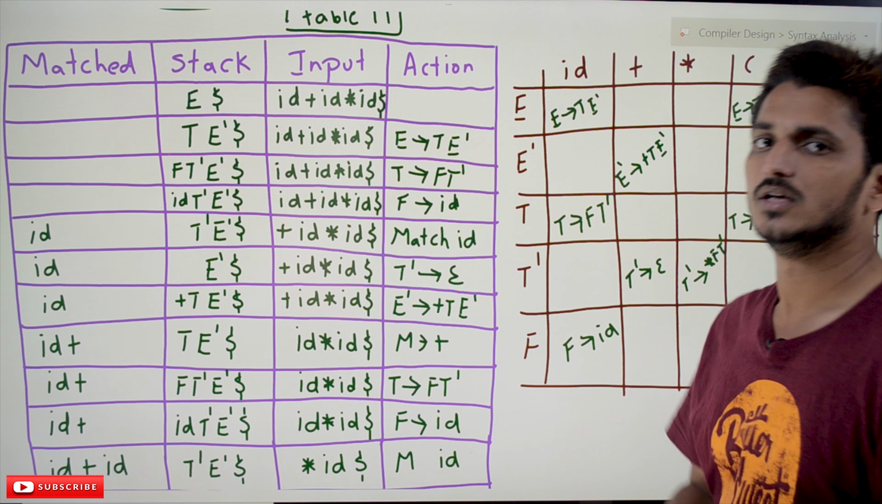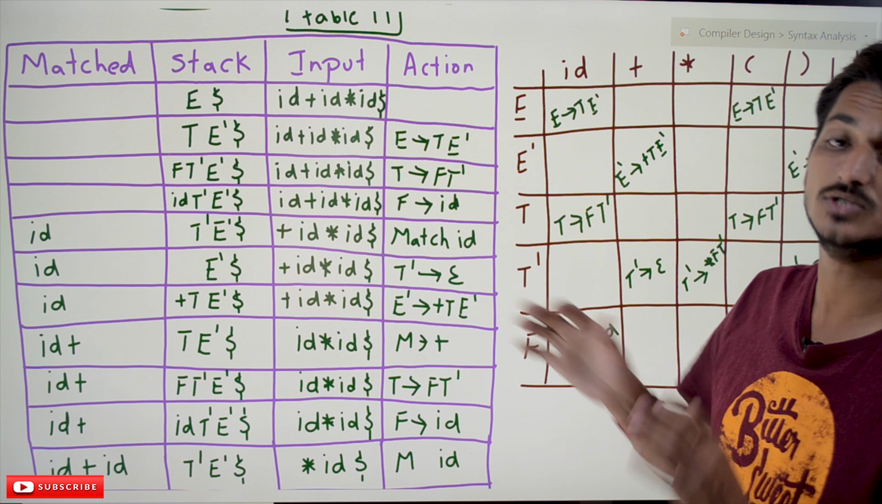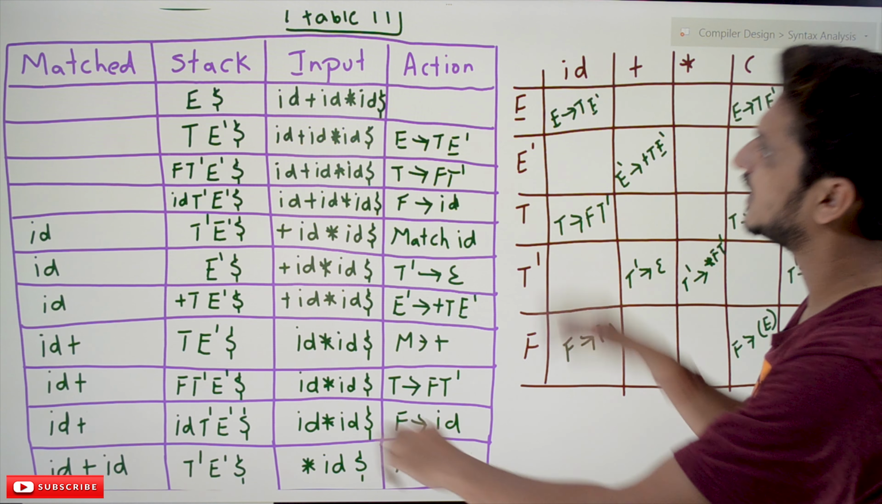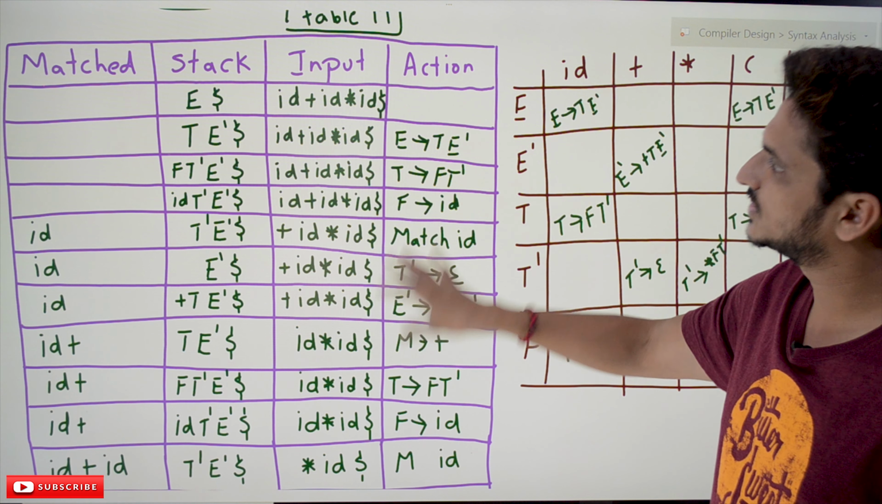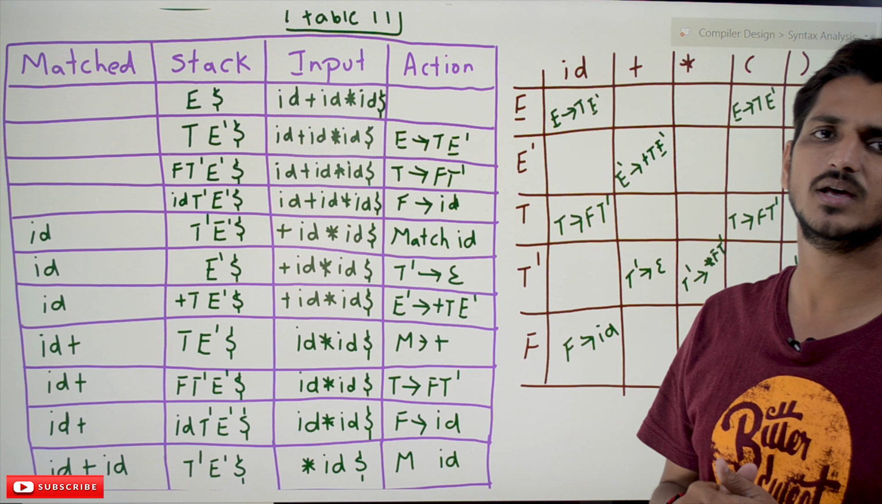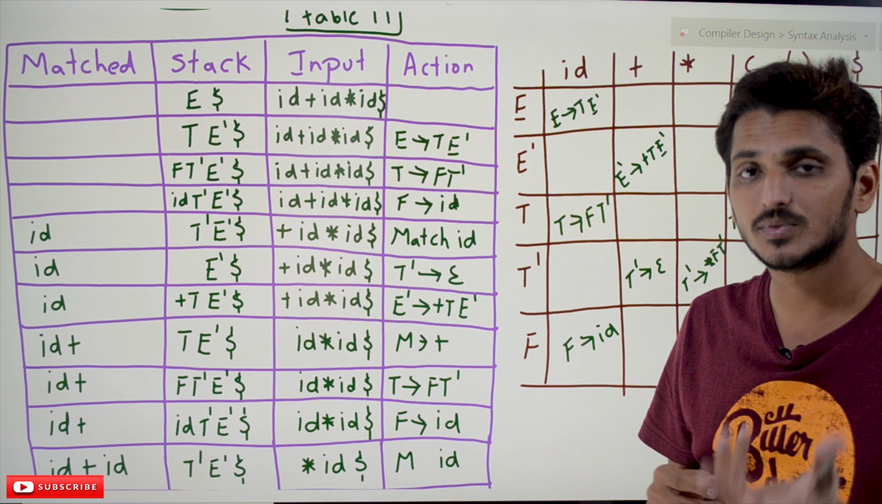So this is what the predictive parsing program is going to do. It uses this table and the stack, checks the input symbols and performs these actions, and finally the output will say whether the given input string is accepted or not.